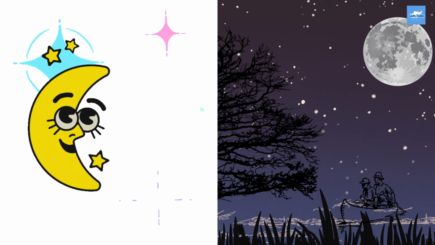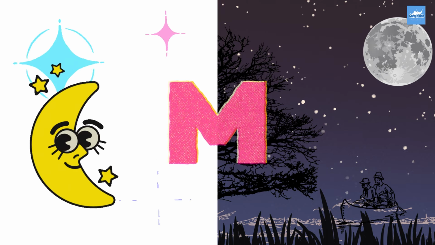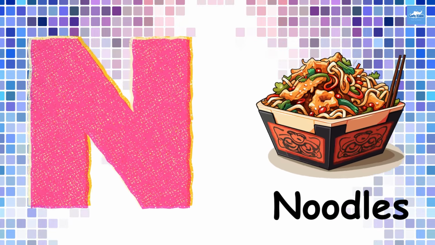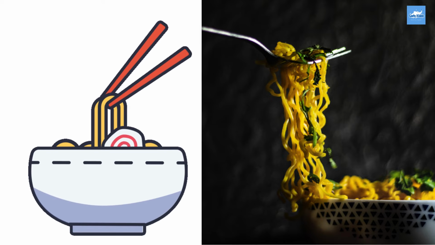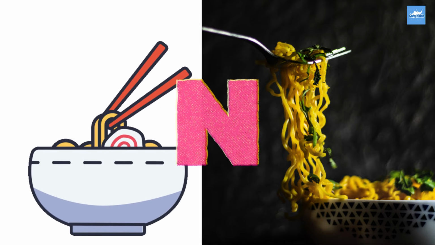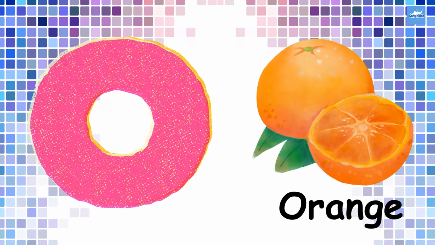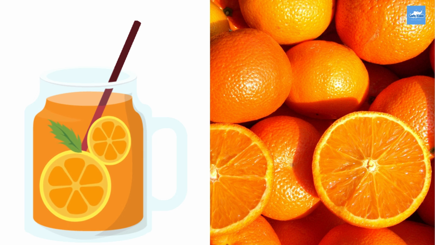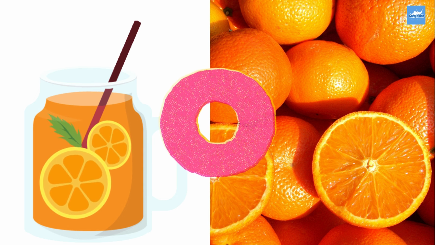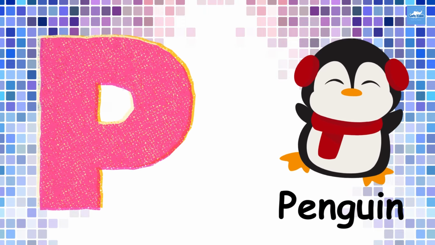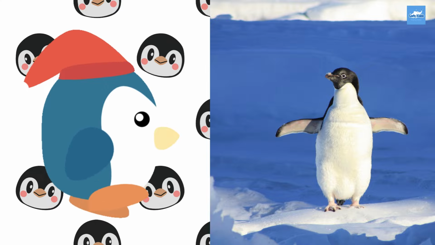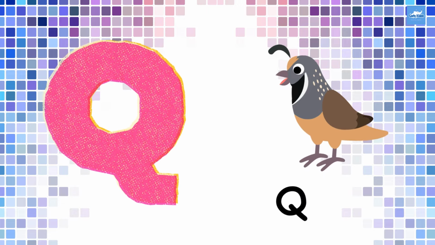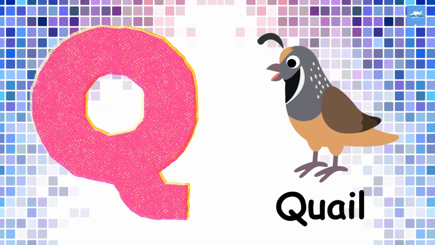N is for noodles. O is for orange. P is for penguin. Q is for quail.